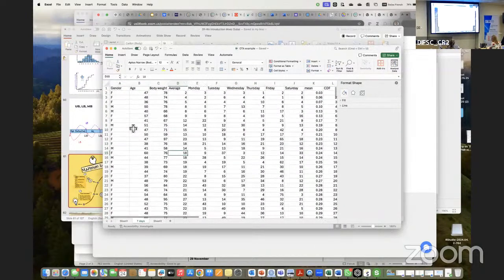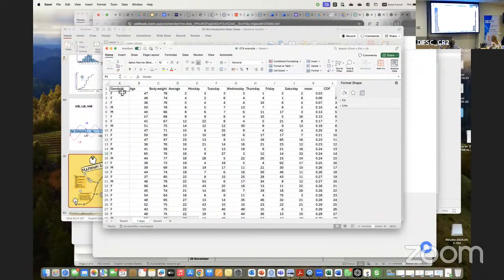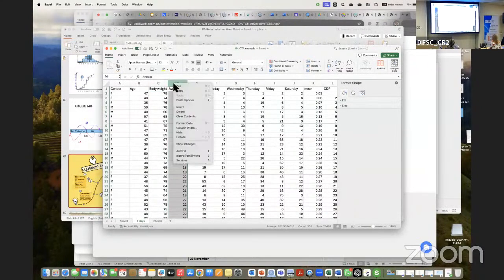So we have this survey. I take out the names, I don't need the names. We have the gender, we have the age, the body weight. We don't need this one because I will hide it.